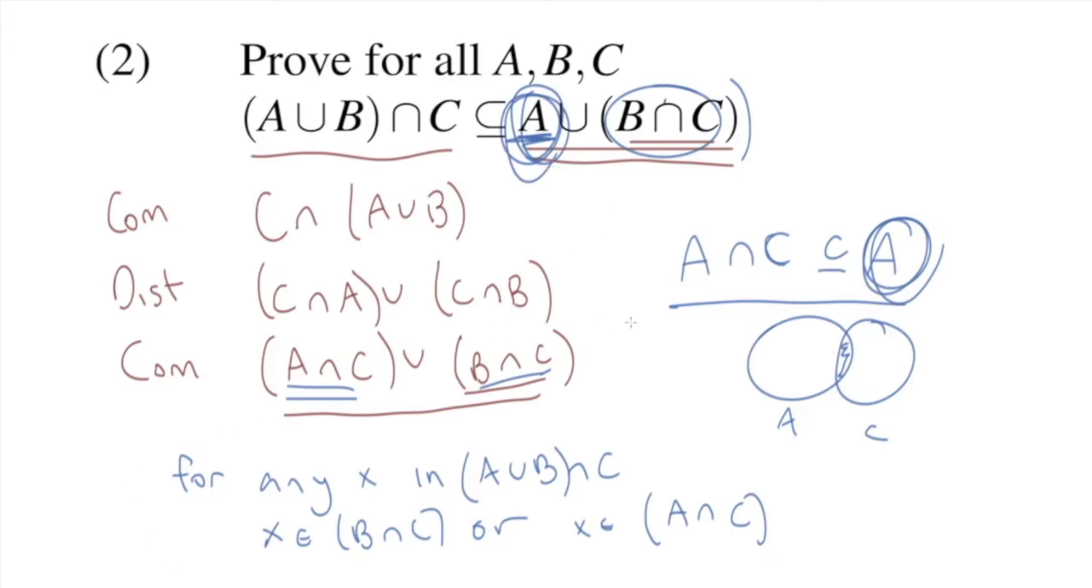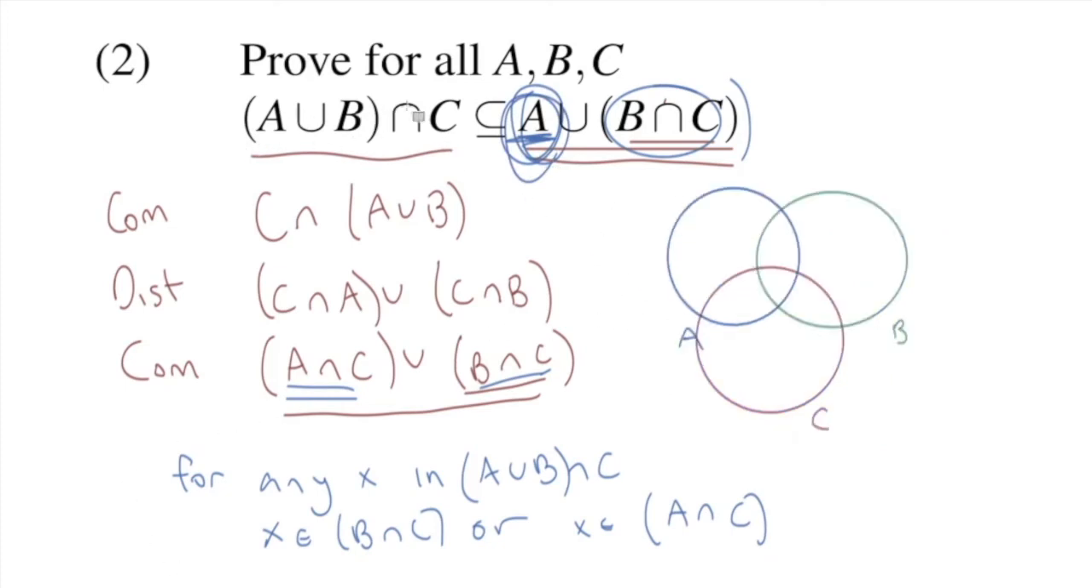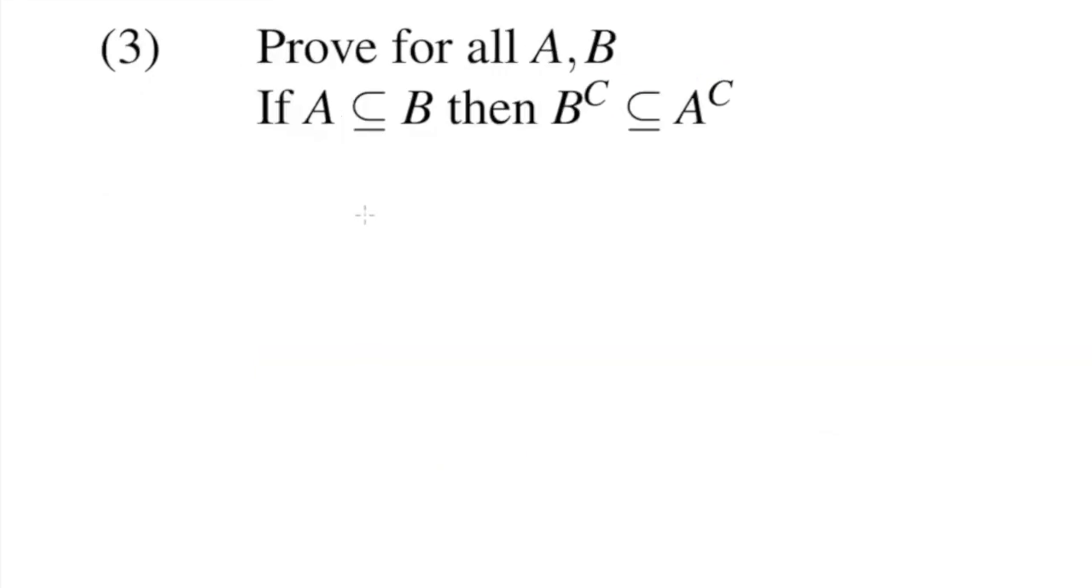Let's draw a diagram, I think it'll make it clearer. So A union B intersects C. A union B is this figure 8 area here, but we only want the area intersecting C, so it's that area there. It is a subset of, so this area needs to be wholly contained within this area. Let's do that area in yellow. So B intersects C is this area, union A. Our original area in pink here is wholly contained within the area on the right, so it is a subset.